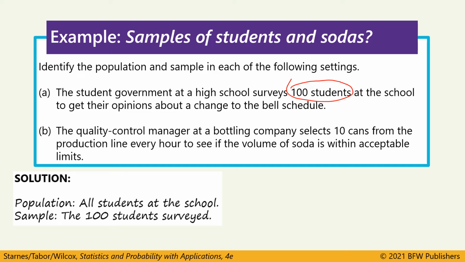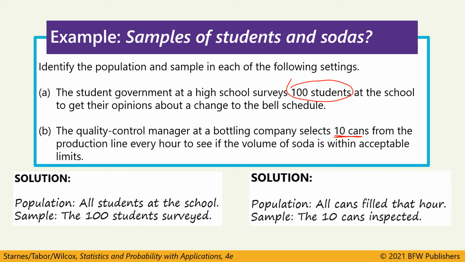In part B, the quality control manager at a bottling company selects 10 cans from the production line every hour to see if the volume of soda is within the acceptable limits. This is the sample here, the 10 cans that he selects, and that's representing the population of all cans filled that hour, because this is happening every hour.